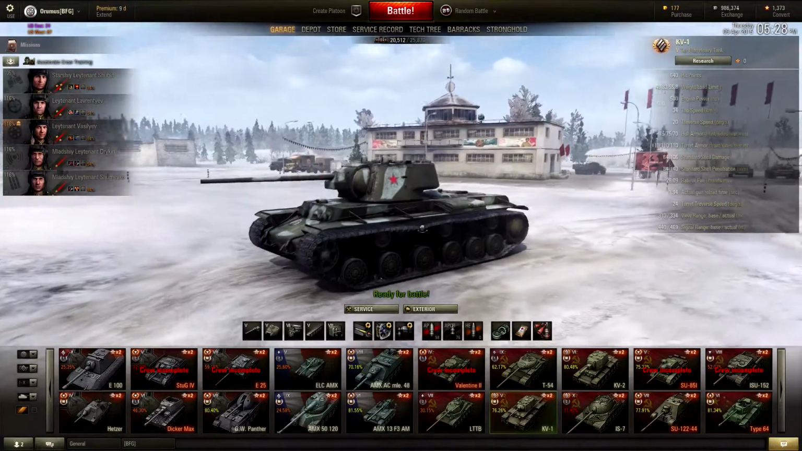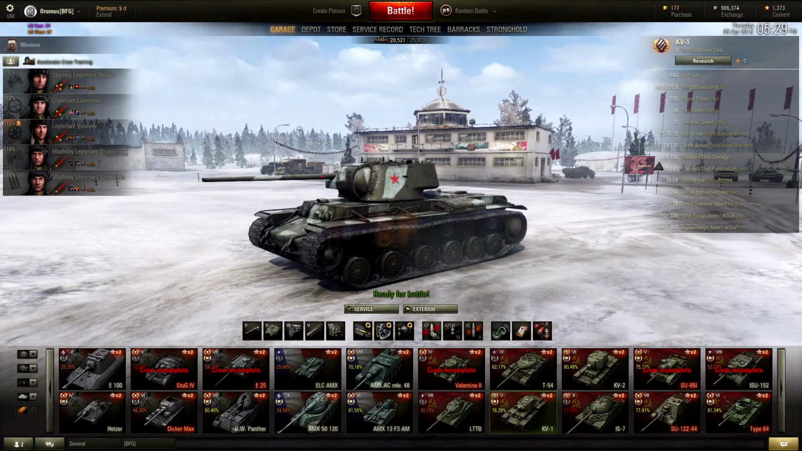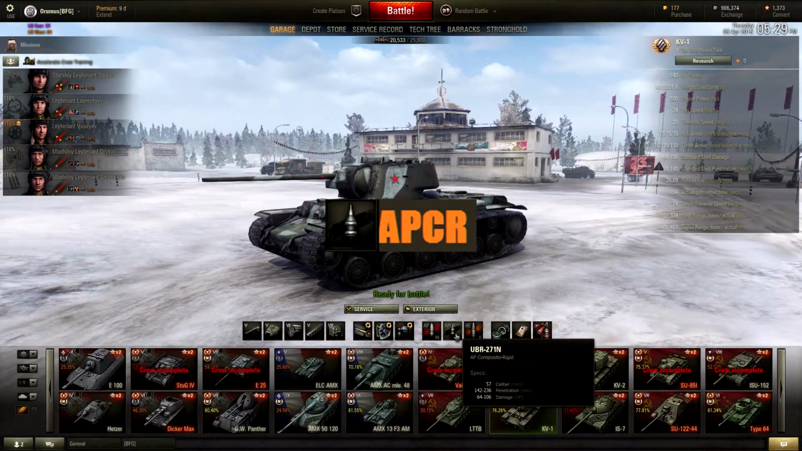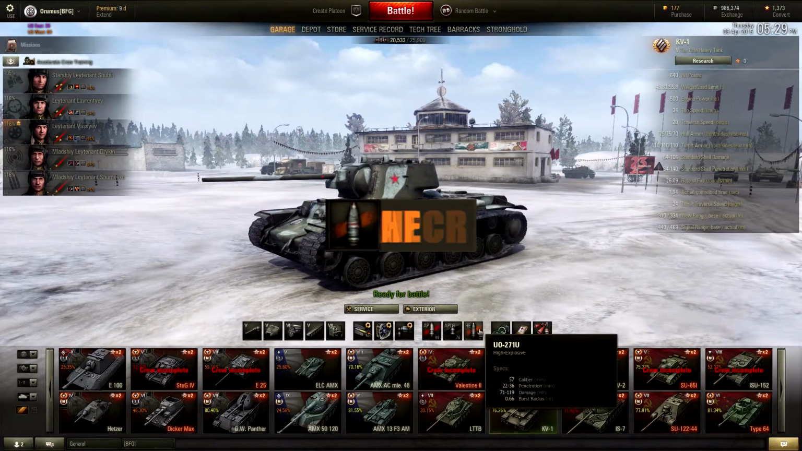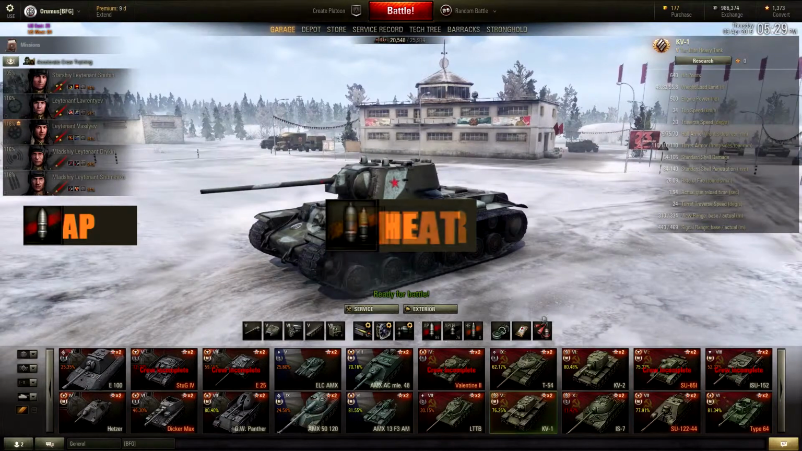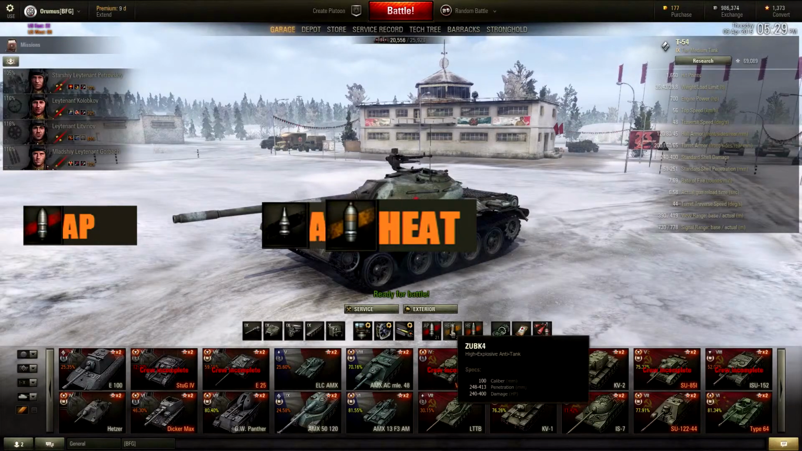Next, I'm going to talk a little bit about the different ammunition types. Right now there are 4 ammunition types in the game. Or, I'm sorry, there are 5. There is AP, which is armor piercing. There's APCR, which is armor piercing composite rigid. There's HE, which is high explosive. And then there is HEAT, which is high explosive anti-tank, like this right here.